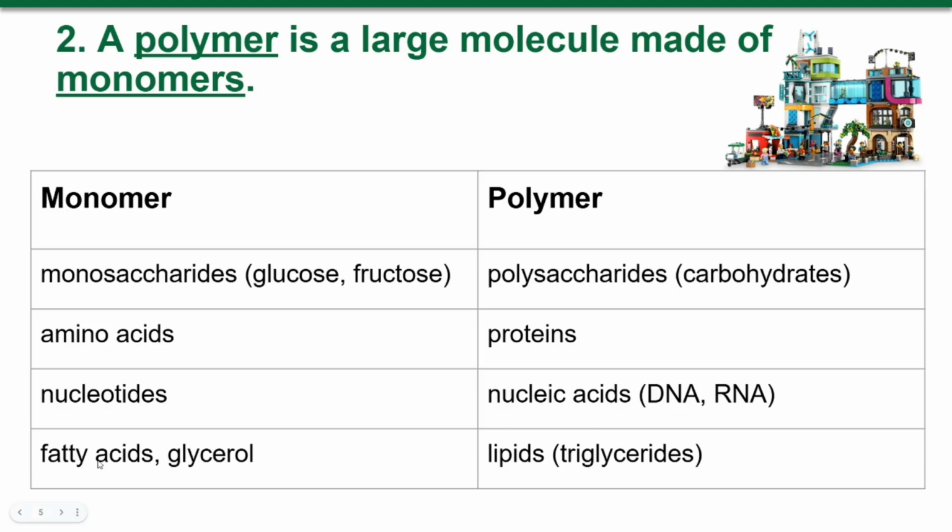And then we finally have something called fatty acids and glycerol, and those are going to be making something called the lipids. When they combine together, they form something called a triglyceride. And lipids are really important because when we talked about the phospholipid bilayer, that's actually made up of fatty acids and glycerol. So those monomers will help build up the cell membranes.